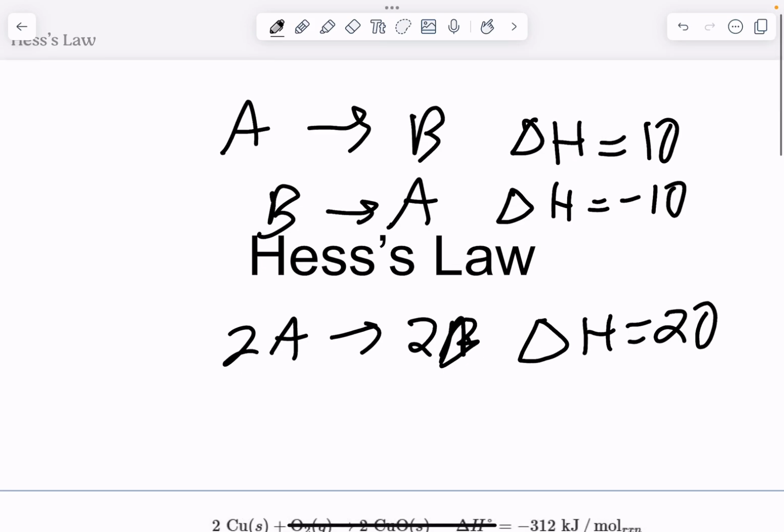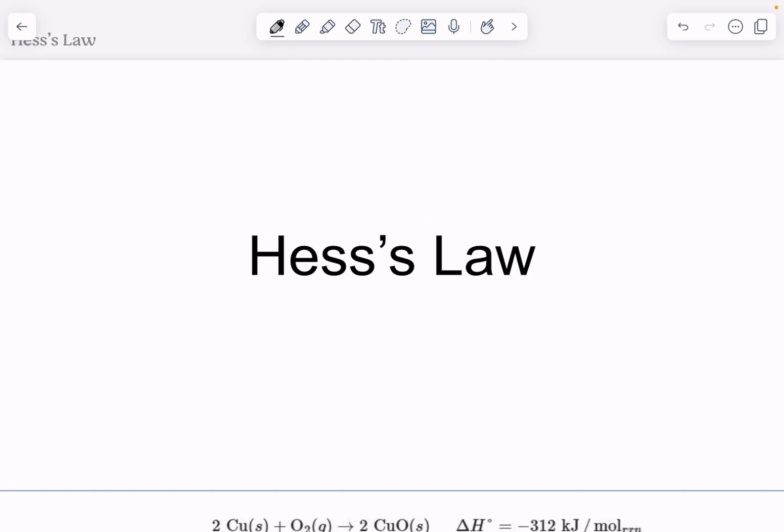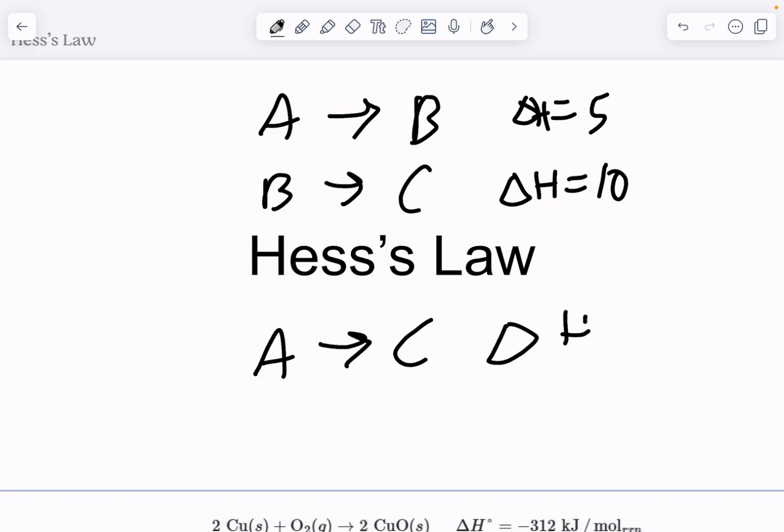Okay, we also know that if we have two reactions that go on top of each other, let me erase all these. So let's say A goes to make B, and then B goes to make C. B is an intermediate and they'll cancel each other out, so the overall is A goes to C. If A to B, the delta H equals 5, and B to C, the delta H equals 10, then A to C is just the summation of both of those, so delta H will equal 15. So these are the three ideas that we're going to combine to answer this question.